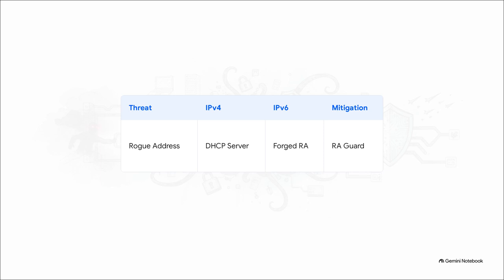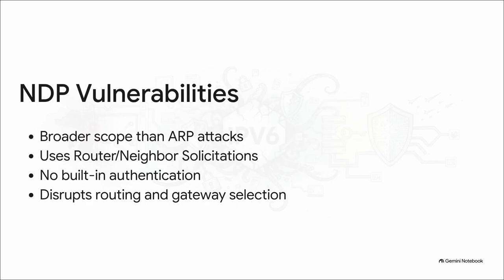If you skip this, literally every client on your segment is sitting there, totally at risk of quietly receiving poisoned network configurations. Next up, Chapter 6 introduces us to the Neighbor Discovery Protocol, or NDP. Honestly, just think of NDP as ARP on steroids. It has a significantly broader scope than standard ARP spoofing, and it uses multiple message types with absolutely no built-in authentication.